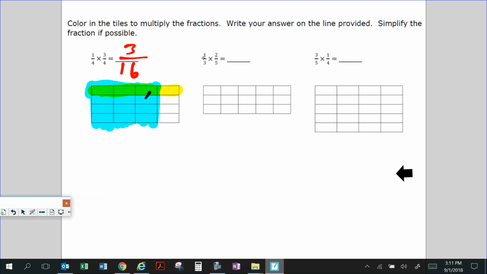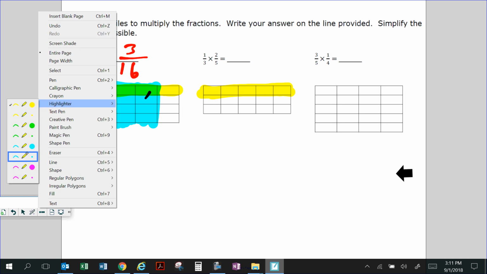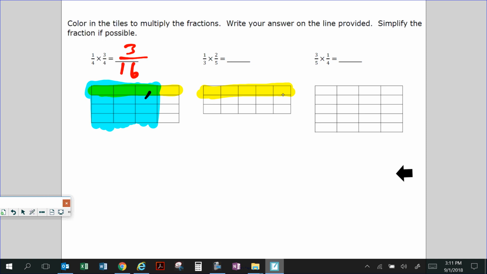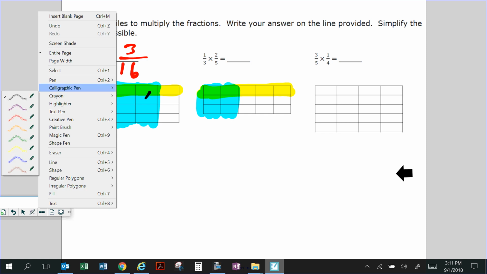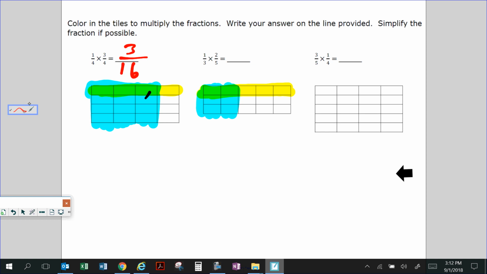Highlighter. Shade in 1/3, one of the 3 rows. Next one, 2/5. Shade in 2 of the 5 columns. Columns go up and down. So 1/5, 2/5. So what fraction of the 15ths are shaded twice? Or what has overlap? 2 out of 15.